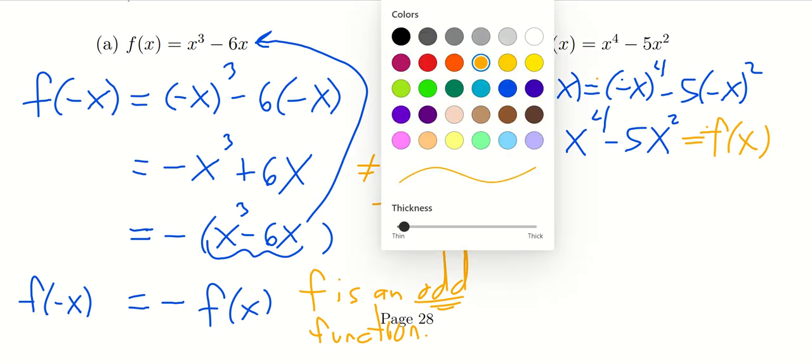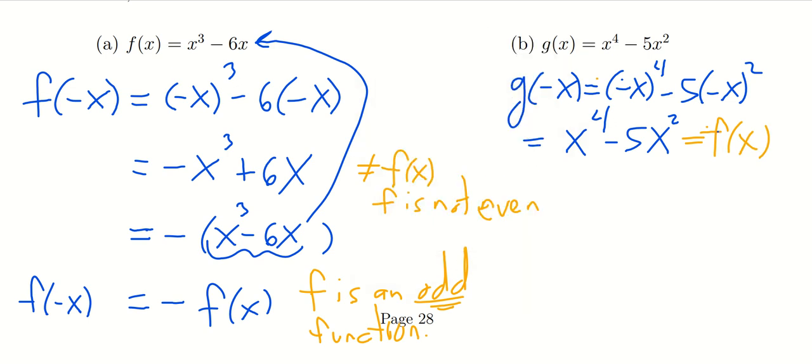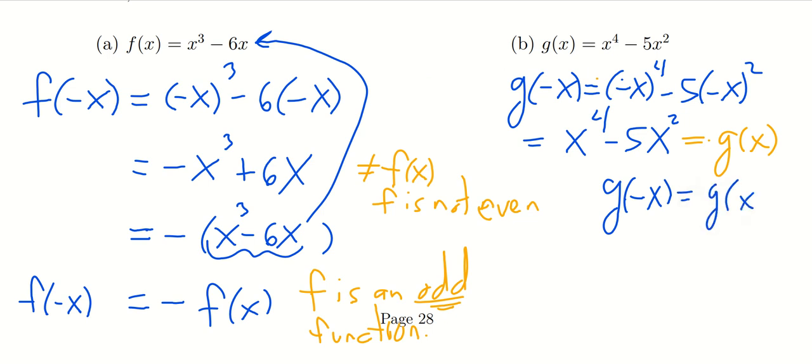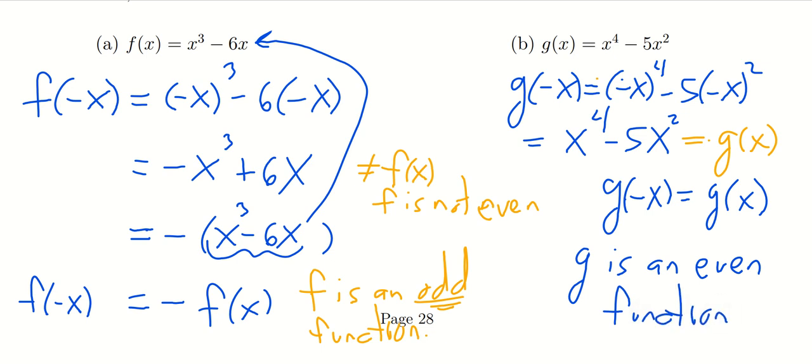So this is equal to g. What this shows is when we plug in g of negative x, it's the same thing as g of positive x, and that would tell us that this function is even. So g is an even function.